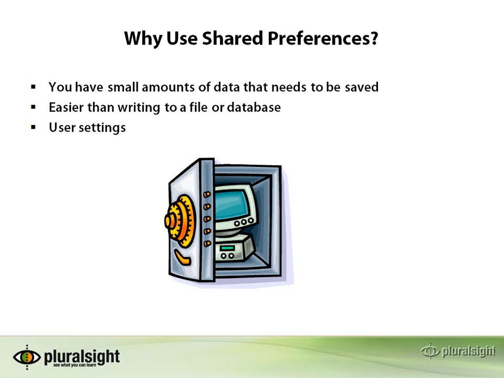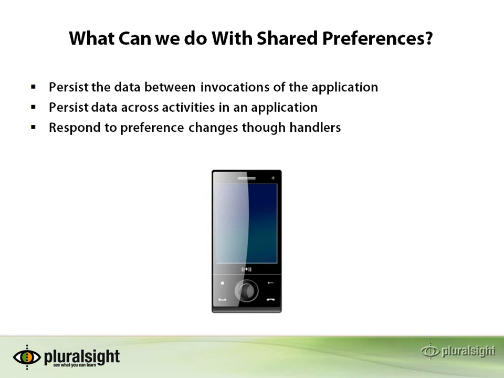Also, we like using shared preferences in those cases because it's a lot easier than writing to a file or to a database. Doing the file or database writing can be a lot more work, and we have a lot more things to worry about and to deal with. And we'll briefly mention those at the end of this module, but shared preferences are definitely a lot easier than either of those methods. So what can we actually do with the shared preferences?